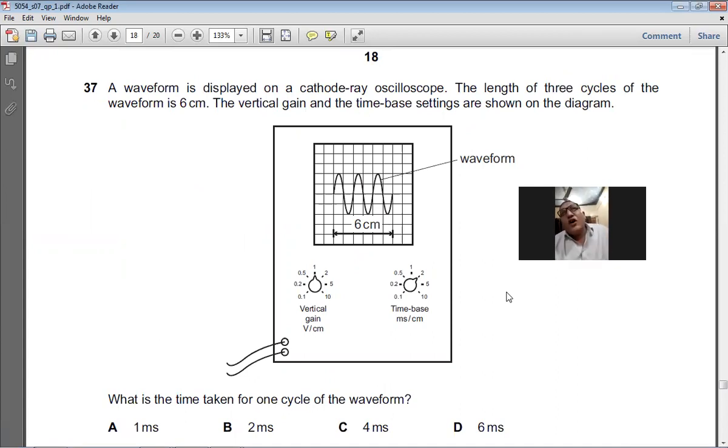A waveform is displayed on a cathode ray oscilloscope. The length of the 3 cycles of the waveform is 6 centimeters. The vertical gain and the time-base settings are shown on the diagram. What is the time taken for 1 cycle of the waveform?